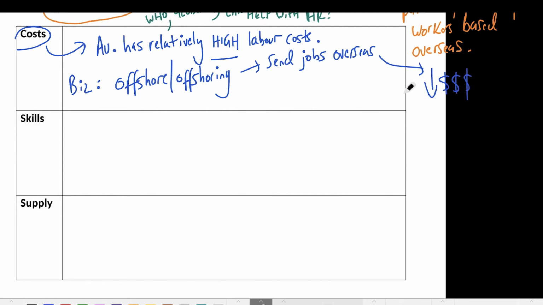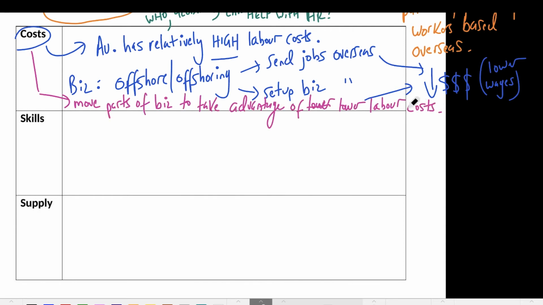So we're paying out less in wages, or we're actually going to set up businesses overseas to again take advantage of lower wages. So we're saying here that it's lower wages, and that we are looking at relocating or moving some of those operations to take advantage of lower labour costs. So we'll just put that here, that in terms of costs we are trying to move parts of the business to take advantage of lower labour costs.